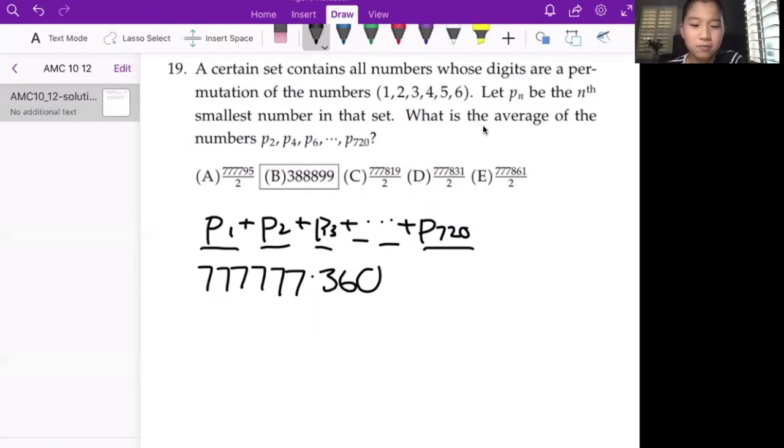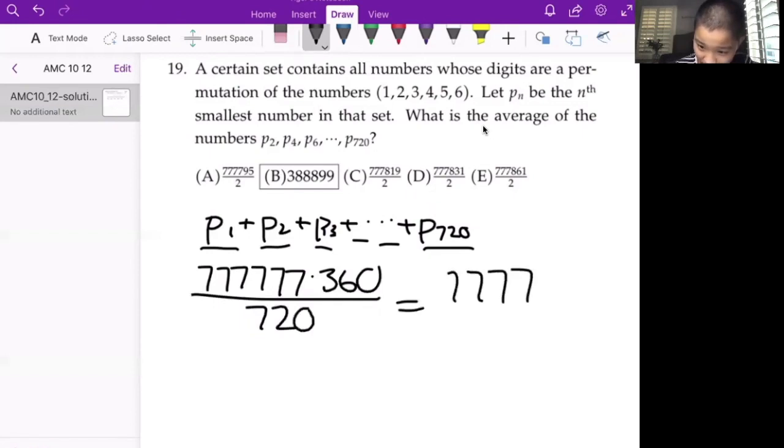Now, we know the sum of everything, and we can calculate the average easily. It's just divided by 720, which is 7777777 over 2. But if you think about it, the P2, P4, P6 ones are just going to be a bit more than the P1, P3, P5, P7, all the way to P719. So how much more? That's the question that you should be asking yourself.